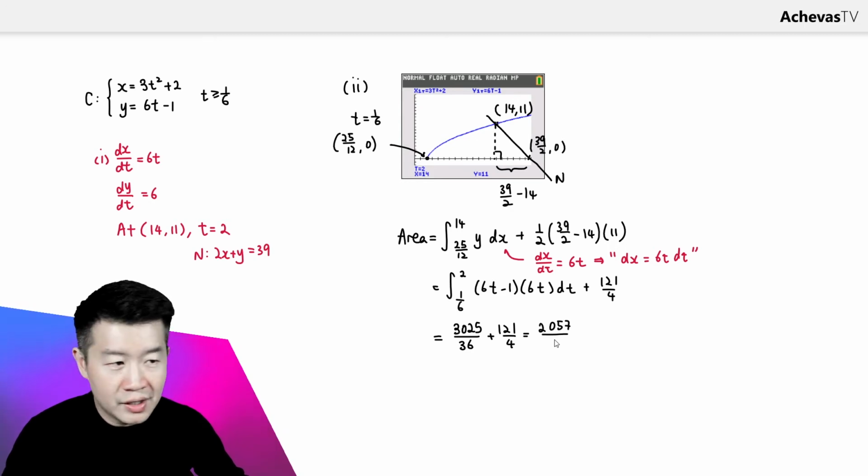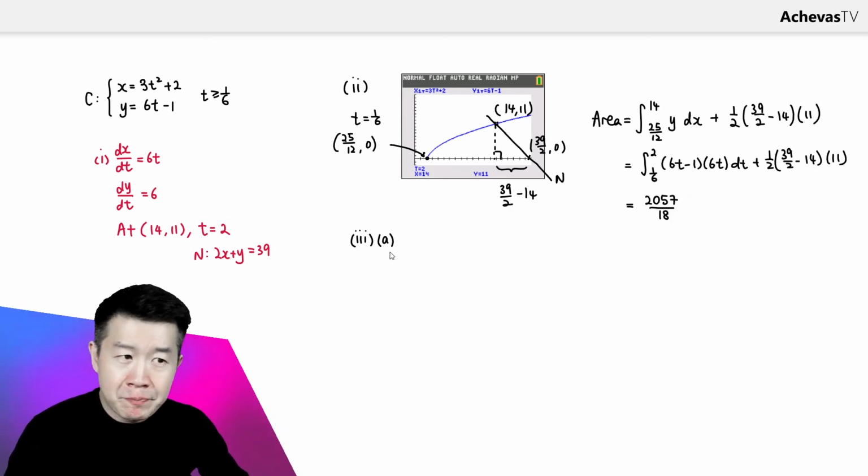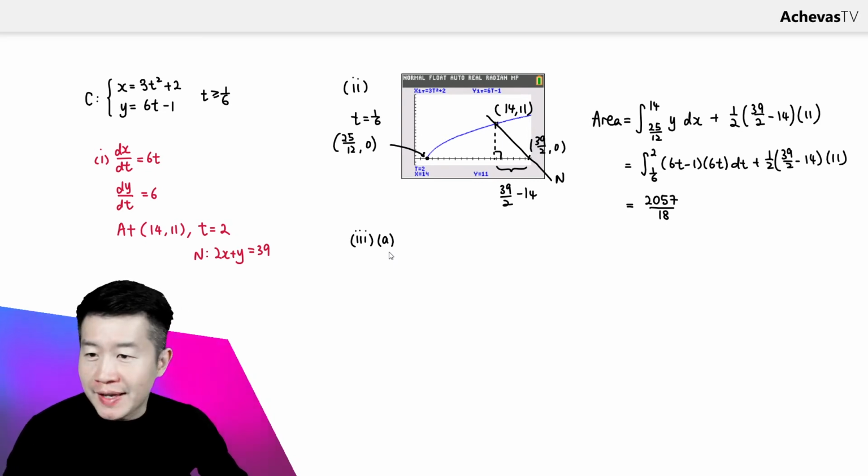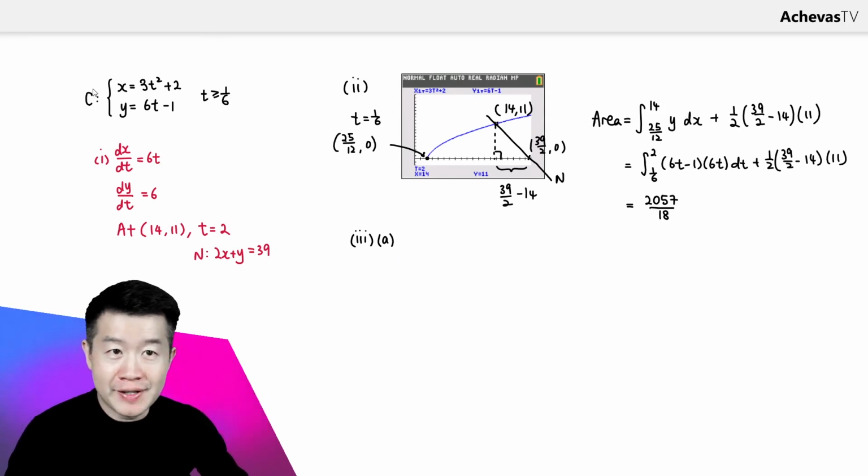So this plus 121 over 4 gives us the area of the enclosed region as 2057 over 18. In 3 part A, x is going to be scaled by a factor of 2 and y is going to be scaled by a factor of 3 for this curve C to form the curve D.